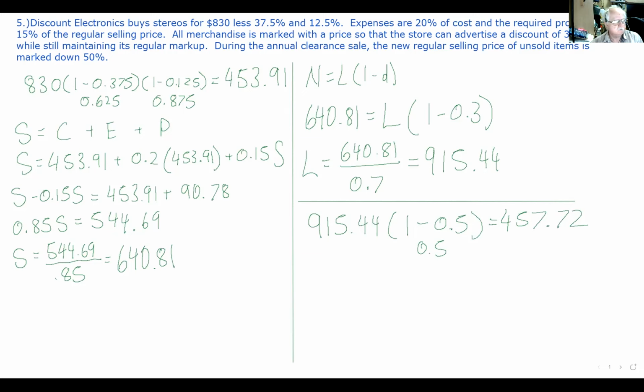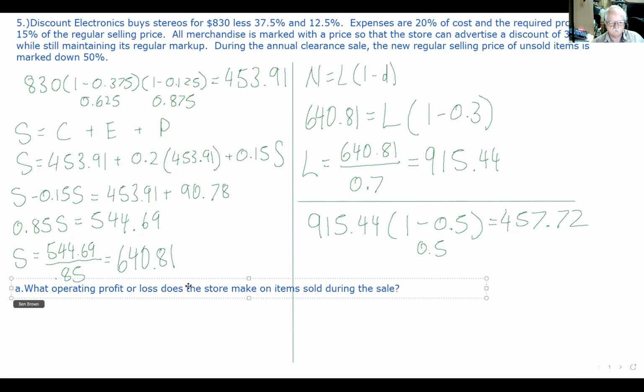Now, annoyingly enough, when I brought the question over, somehow I missed the last line again. I don't know why that line is disappearing, but let's grab it again. Seems a little weird having it down here, but better having it down here than nowhere. What operating profit or loss does the store make on items sold during the sale?